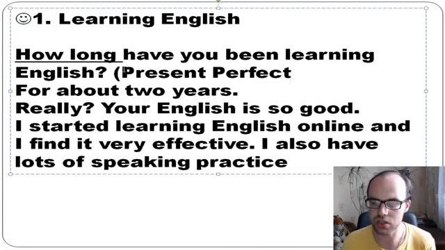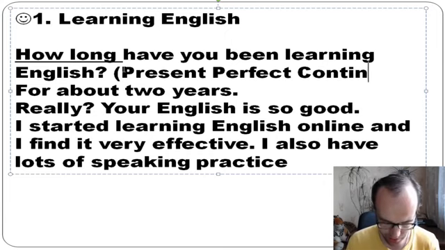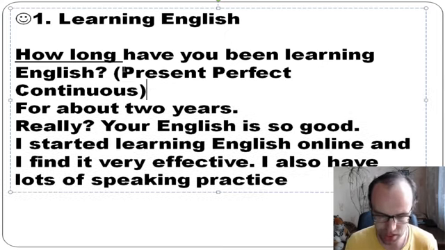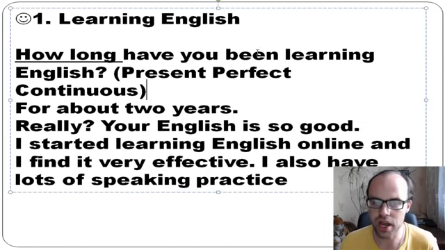So many students say "How long do you learn English?", but it's incorrect. Please don't make this mistake again. You need to use present perfect continuous. So you say: how long have you been plus verb plus -ing. How long have you been learning English?